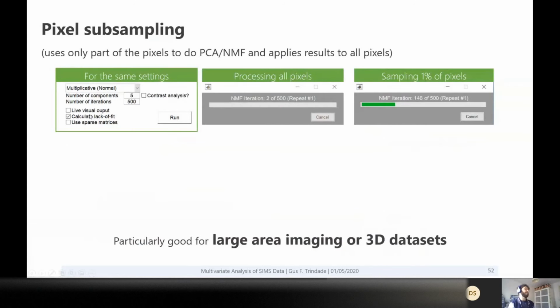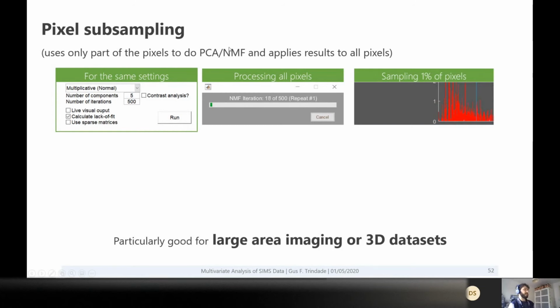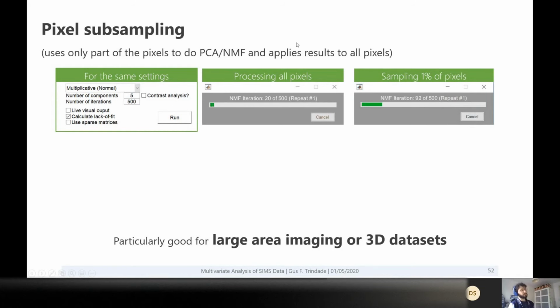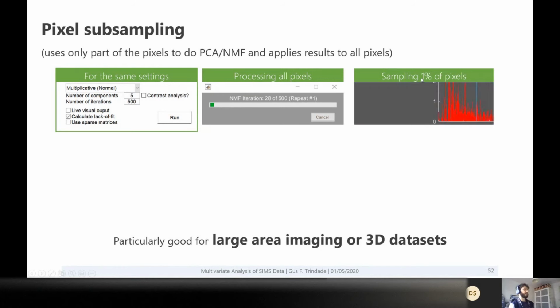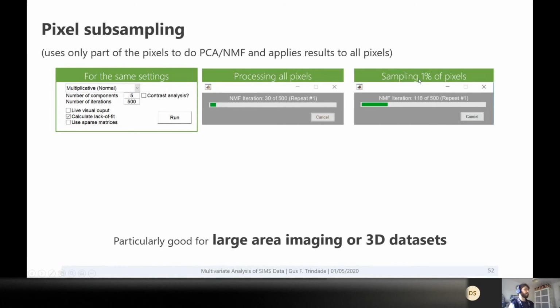Then these last two things are not mandatory, but they're quite useful. Still in the pre-processing, there's something called pixel subsampling, which is only useful for very large data sets like imaging or 3D data sets. What we do is we only use part of the pixels to do NMF and PCA, and then we apply these results to all the pixels. And you can see here the difference in time: all pixels for a specific data set against 1% of the pixels, so it's much quicker.